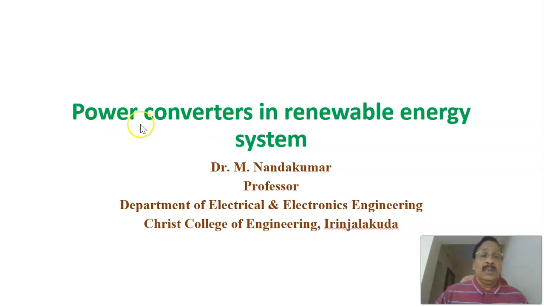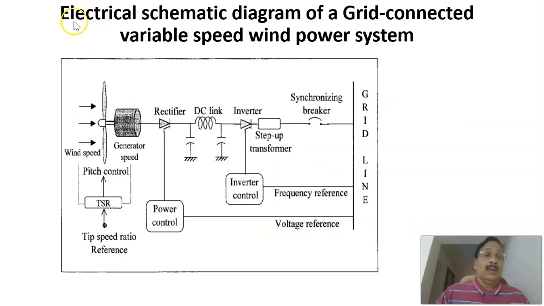In this presentation, I'll be explaining the different power converters that are used in renewable energy systems. This is the electrical schematic diagram of a grid-connected variable speed wind power system, in which the wind is hitting the blades of the windmill, and that turbine is coupled to the generator.